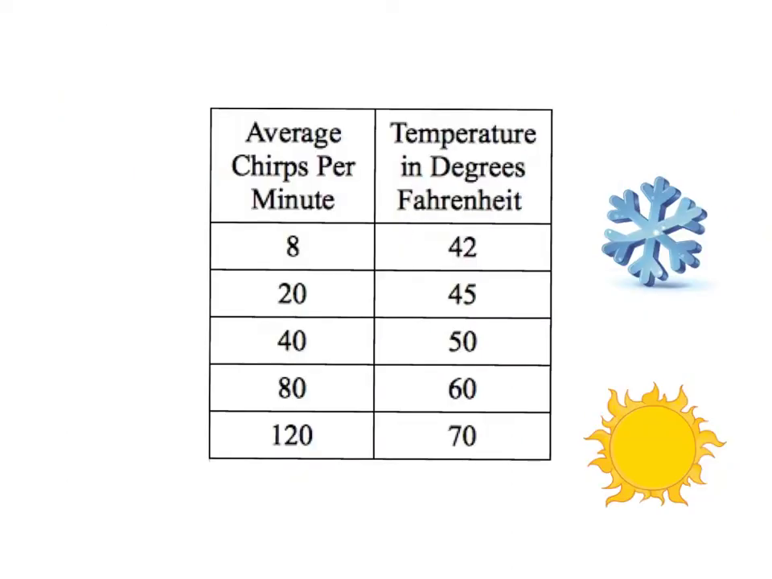So if you're paying close enough attention, you'll notice that there's a pattern between the temperature and the average chirps per minute. In these lower temperatures, like 42, we have something like 8 chirps per minute, 20 chirps per minute. As we get into the higher temperatures, like 70, we'll have 120, and even when we have 60 degrees Fahrenheit, there's 80 chirps per minute. So we have this relationship, and we actually call this a linear relationship. We're going to plot this data on a graph and see what it looks like, and you'll see this linear relationship.